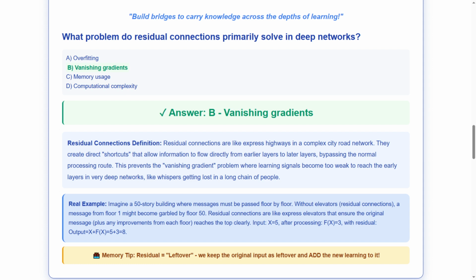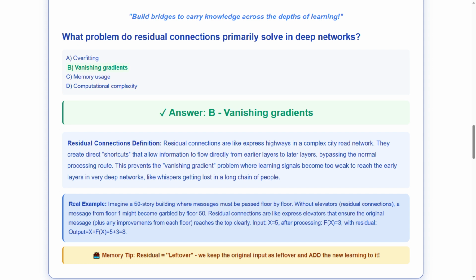This prevents the vanishing gradient problem, where learning signals become too weak to reach the early layers in very deep networks, like whispers getting lost in a long chain of people. These create information express lanes. Imagine a 50-story building where messages must be passed floor by floor. Without elevators, which represent residual connections, a message from floor 1 might become garbled by floor 50.